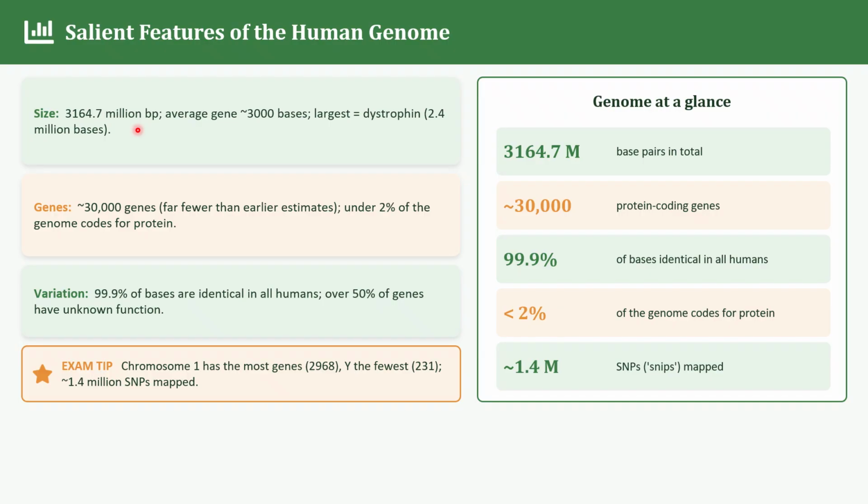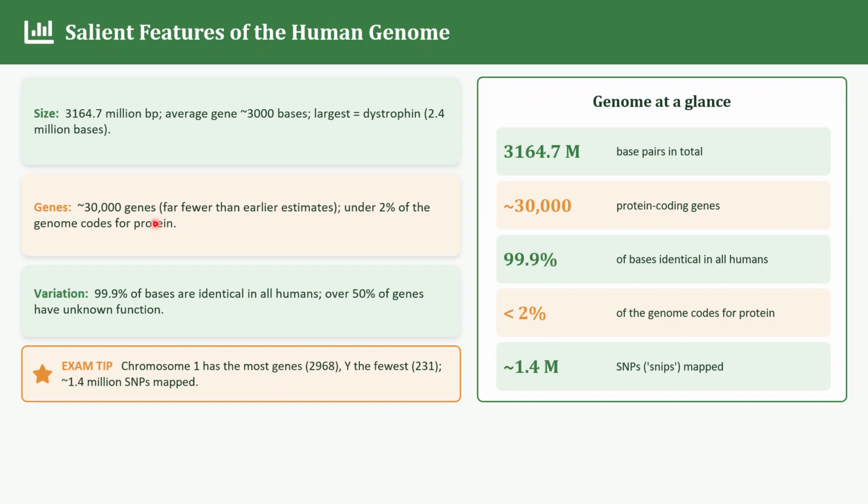And also, what is the average gene size? The average human gene contains approximately 3,000 bases. Genes vary greatly in size. The largest human gene is dystrophin. Yes, dystrophin. It contains approximately 2.4 million bases. And how many genes? The total number of human genes was estimated to be approximately 30,000 genes. This was much lower than the earlier estimates of 80,000 to 1,40,000 genes. And this was one of the surprising findings of the Human Genome Project.